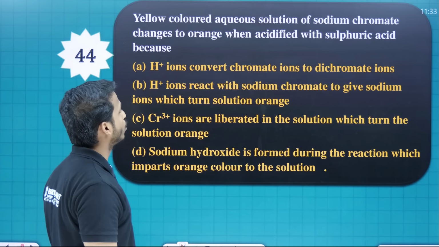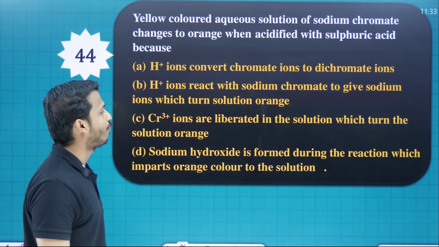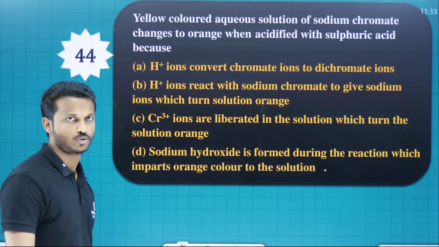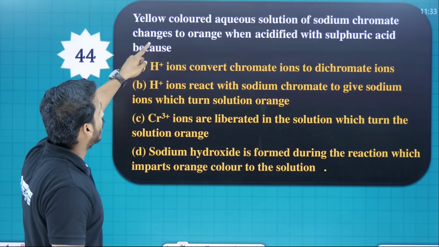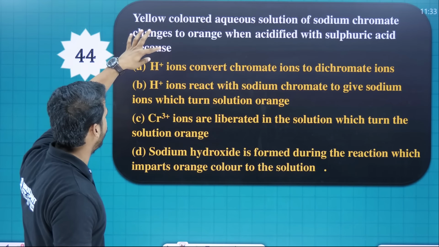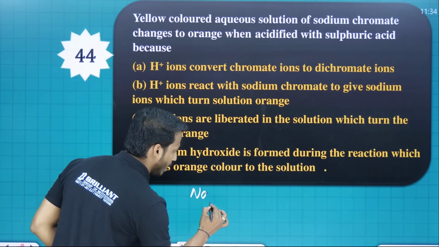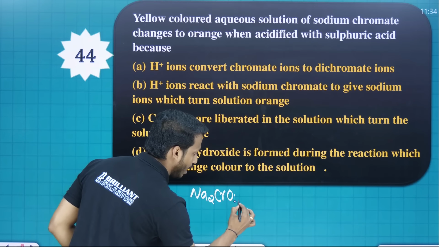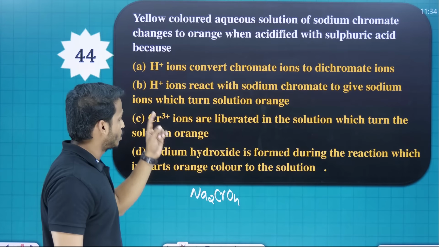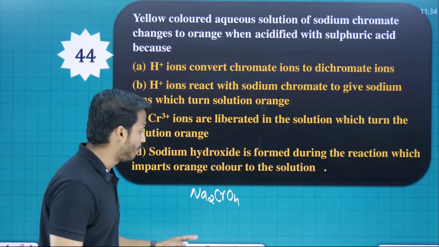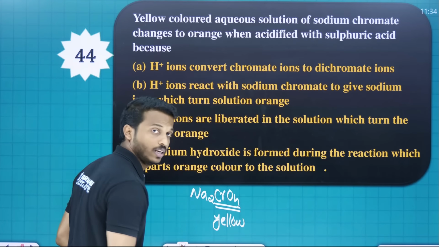Yellow colored aqueous solution of sodium chromate changes to orange when acidified with sulfuric acid because... Carefully listen to that point, all. Yellow colored aqueous solution of sodium chromate. What is sodium chromate? Na2CrO4, that we just discussed now. Sodium chromate is yellow in color. That means chromate is yellow in color.